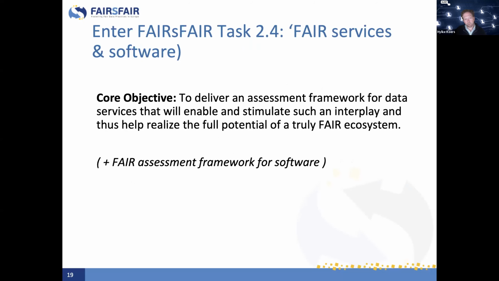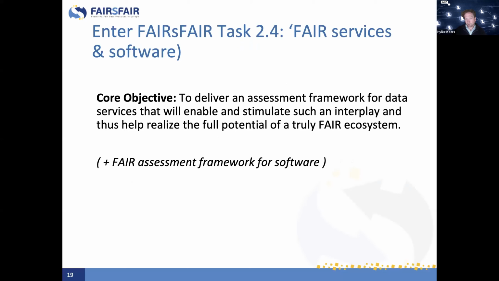And that's exactly what the core objective of this task 2.4 around FAIR services is all about. What we have set as an objective for ourselves is to deliver an assessment framework for data services that will enable and stimulate such an interplay between the data objects and services, and in doing that, help realize the full potential of a truly FAIR ecosystem.